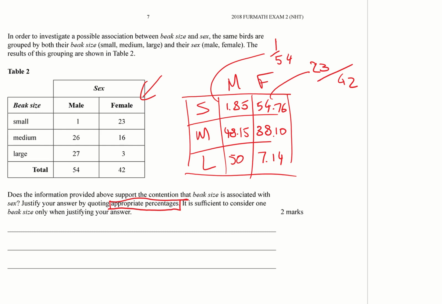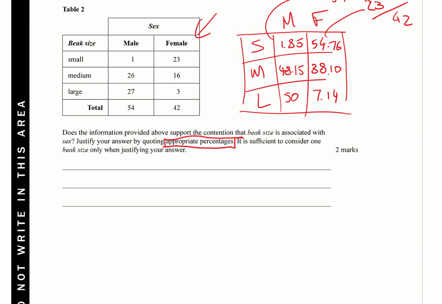Okay. And now you're looking at it. So if I look at the large beak size, so I'm looking at these ones. Does the information support that contention that beak size is associated with sex? Then you say yes. Okay. But you need to quote those percentages. If you don't quote it, you don't get the marks. All right. Yes, it does.